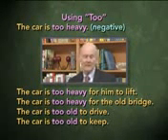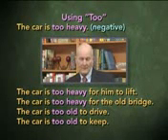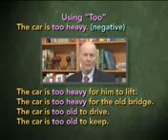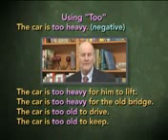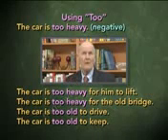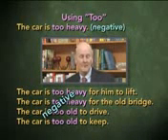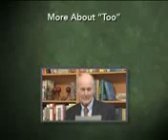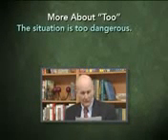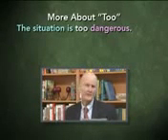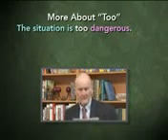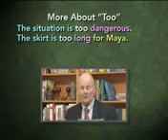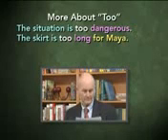And we see in all of these sentences, when "too" precedes an adjective, heavy, old, hard, strong, the expected results are negative. Now look at the structural possibilities with "too." The situation is too dangerous. Too plus an adjective. The skirt is too long for Maya. Too plus adjective for someone.